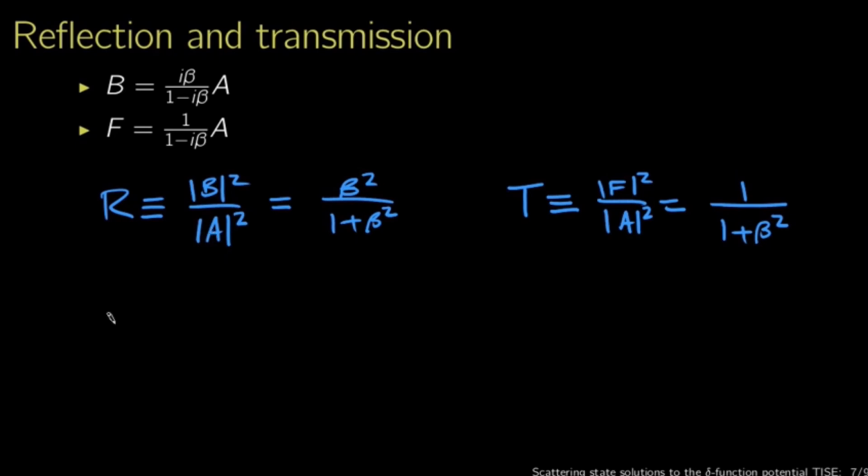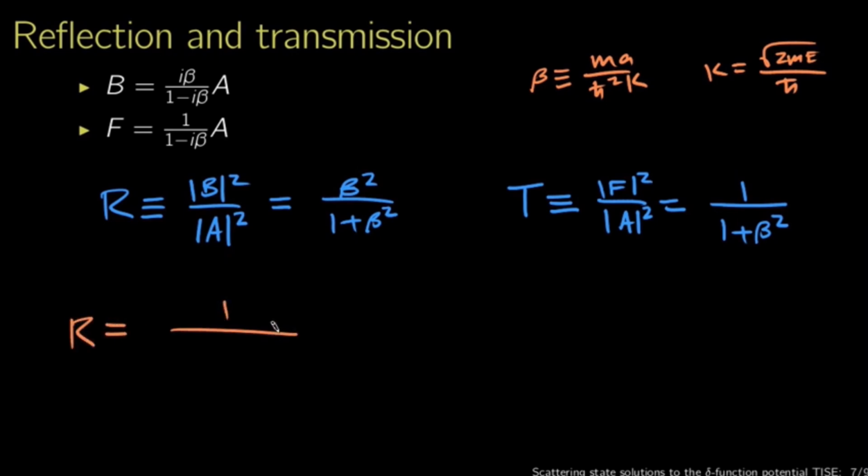If I express these in terms of the definitions of beta and k, which, if you recall, beta was defined to be m alpha over h bar squared k, and k was defined to be square root of 2mE over h bar, what we end up with for our reflection coefficient is 1 over 1 plus 2 h bar squared E over m alpha squared.